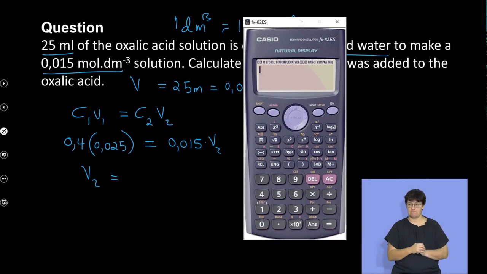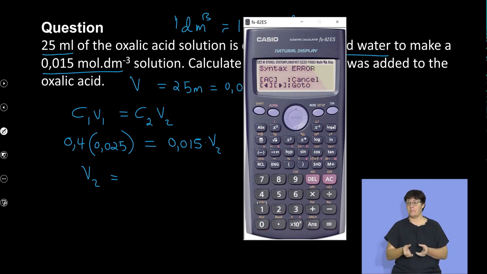We have 0.04, right, 0.4, right, multiplied by 0.025. We divide this by 0.015, which is the new concentration. We're just making V2 the subject, okay? So we'll divide by 0.015, right?